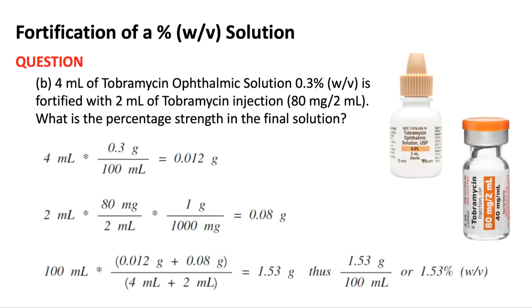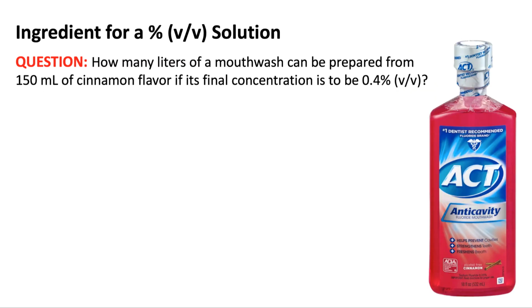And that's the answer to this question, and hopefully you can see the big difference from the one we did before is that by adding the injectable versus just saline, while we still increased the volume, that is, we diluted the 4 mils up to 6 mils, in this case, we added additional drug, and so we had to account for the additional mass of the drug in the numerator of this equation. So hopefully that makes sense.